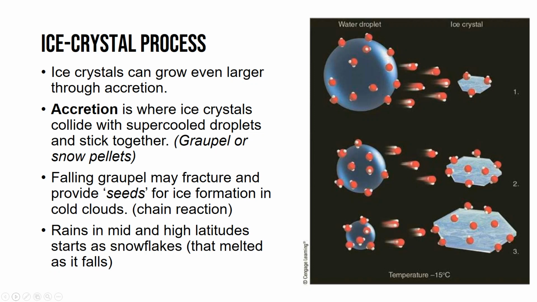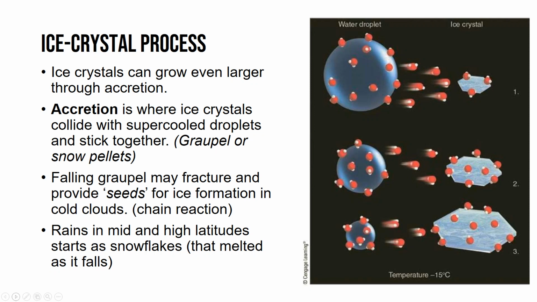So that's the more static or stable way of making the droplet or the ice crystal size larger. But ice crystals also grow even larger through accretion. Accretion is where ice crystals collide with supercooled droplets and stick together. This makes graupel, which is a kind of precipitation or snow pellets. Falling graupel may fracture and provide seeds for ice formation in cold clouds.